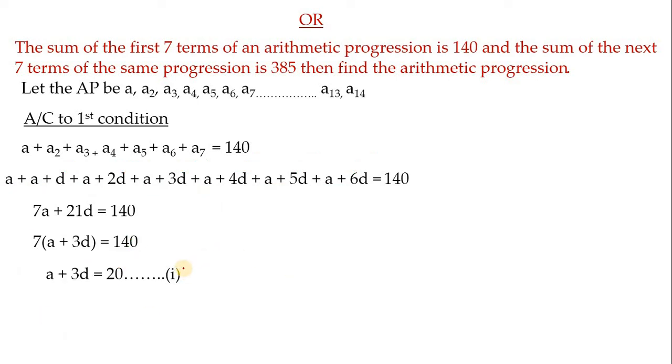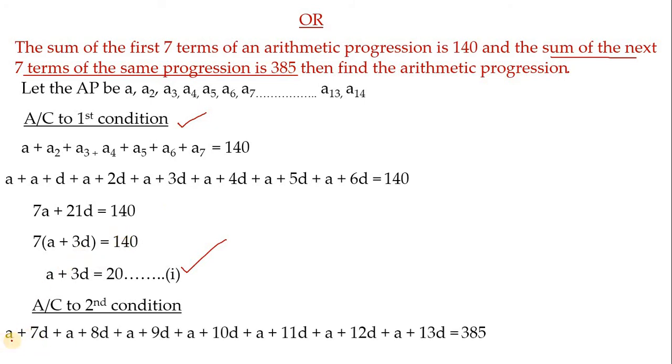So after calling it equation number 1, now we have to prepare equation number 2. Equation 1 we have got from the first condition. Now let us look at the second condition in the statement. The second condition is the sum of the next 7 terms of the same progression is 385. What are the next 7 terms? This means from A8 till A14 you have to write. So A8 we can write as A plus 7D, the 9th term we can write like this, the 10th term, 11th term, 12th term, 13th term and 14th term, which equals 385.